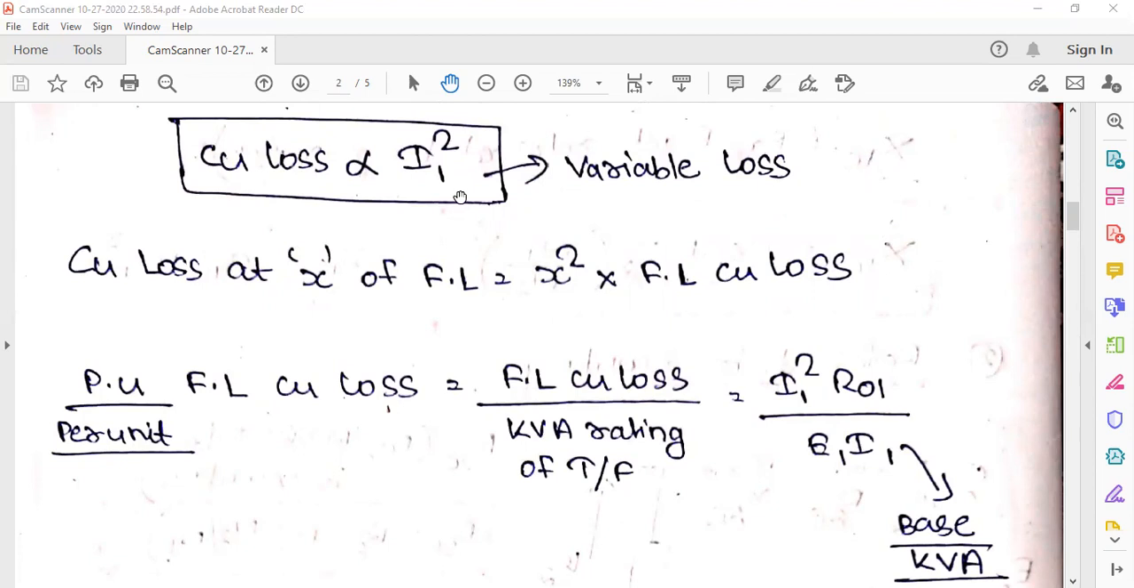This is very important in terms of your laboratory experiments, and in your university exams or even in competitive exams, you will get questions based on this. For example: find the efficiency at full load, then find the efficiency at 3/4 of the load, like that. So copper loss at x of full load will be x square into full load copper loss, because the current is getting squared here, so the full load copper loss will also be squared times.